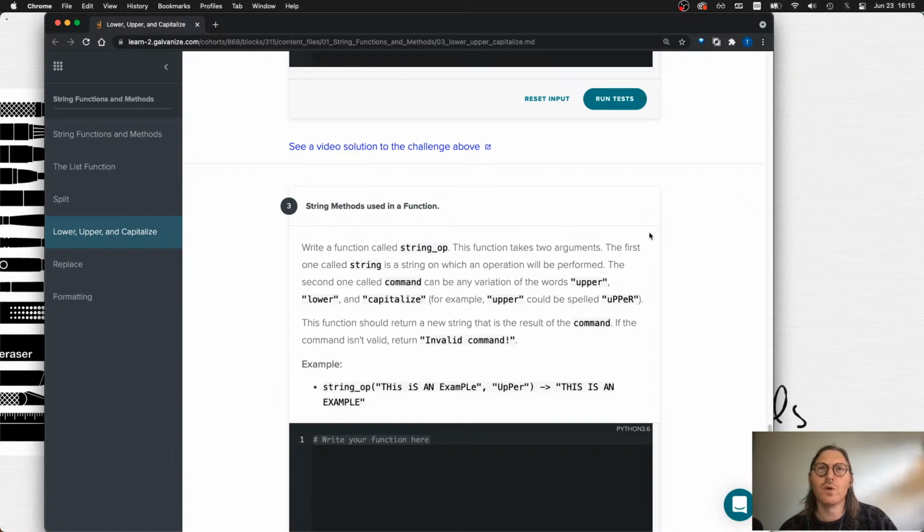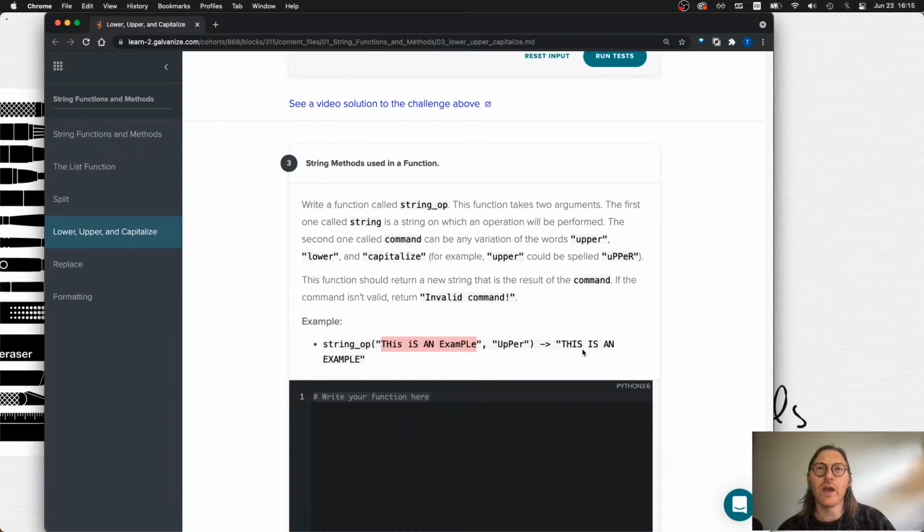Okay, so I think we're just returning. I see. All right. So upper here is an indicator that we're going to use the .upper method. That's what we're going to apply to the string we pass in. The string operation that we're going to perform is upper, and we're going to perform it on this string. Okay, and here's our output. This is an example. I think this is pretty straightforward.